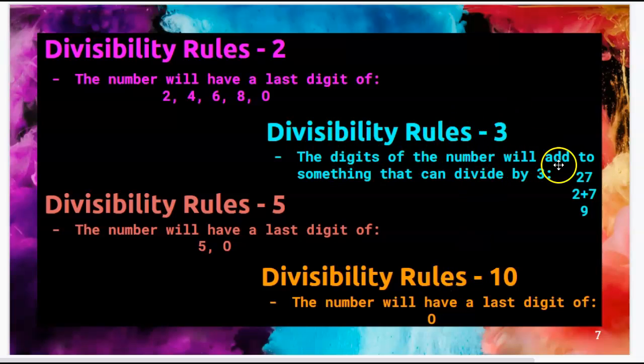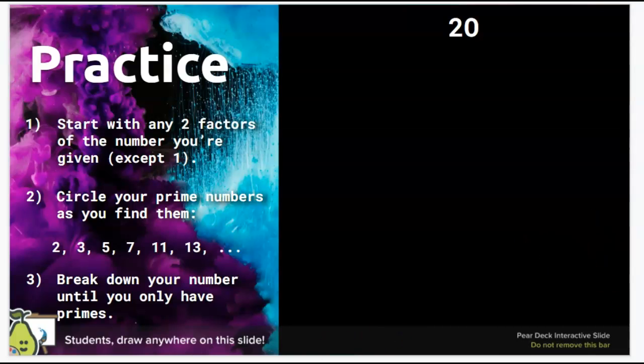If the digits add up to something that can divide by 3, then that means it is divisible by 3. So take 27. If we add the digits 2 plus 7, we get 9. Well, I know I can count to 9 by 3s, which means that 27 can divide by 3. It's just a fun little divisibility rule. Okay, so then I have 20. You could start with 4 times 5, or you could start with 2 times 10. I'm going to start with 4 times 5.